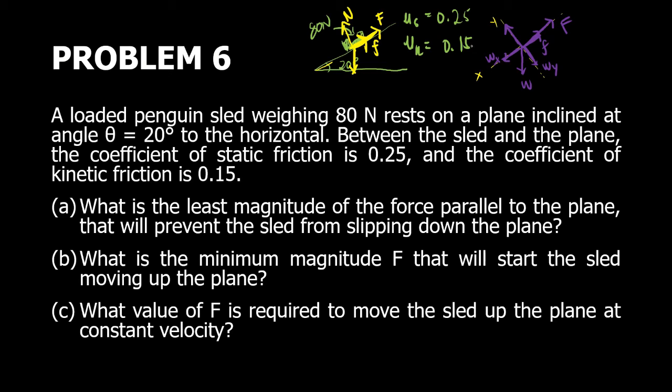If we solve for the normal force, it must be equal to the vertical component of the weight, since we should not have any vertical motion, because the motion of the sled is either up or down the plane only. Therefore N is equal to Wy.